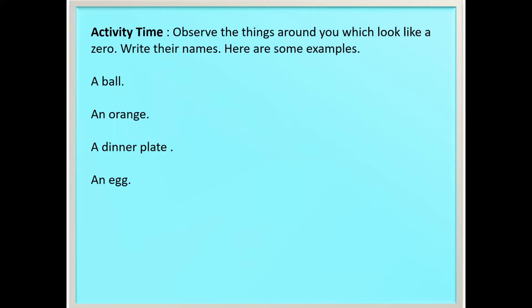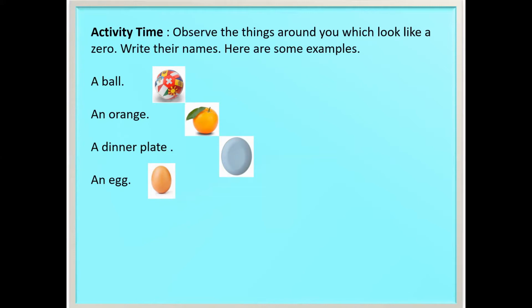Here is an activity. You can observe the things around you which look like a zero. Write their names. Here are some examples to help you. A ball, an orange, a dinner plate, and an egg. All these shapes are in a circle or an oval, which resemble the shape of a zero. You can find things around you other than these examples and see how a zero looks like.